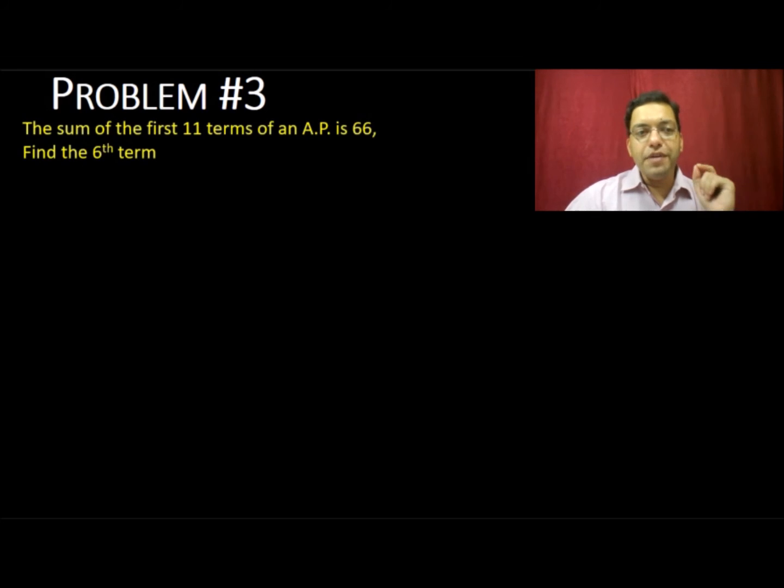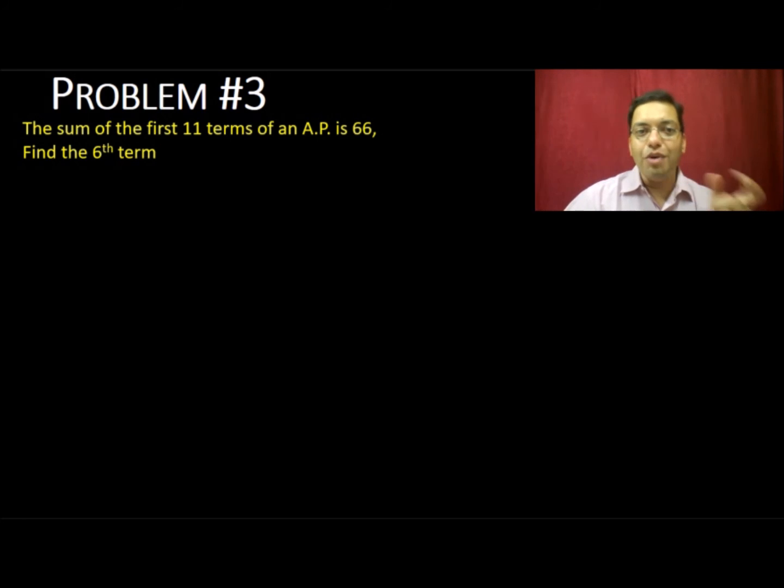The sum of the first 11 terms of an AP is 66. Find the sixth term. Now at first glance, it seems that there isn't enough information to solve this problem. But when you look, they have asked you to find an odd number of terms of an AP, and the sixth term is the middle term of 11. So if you have 11 terms, then the sixth term is right in the middle. There are 5 terms before it, 5 terms after it.